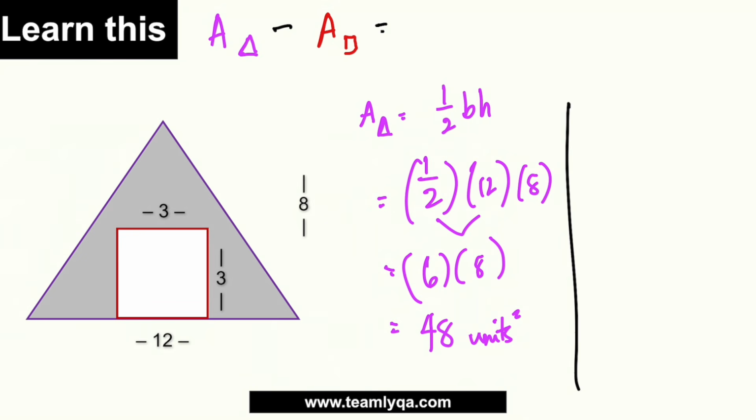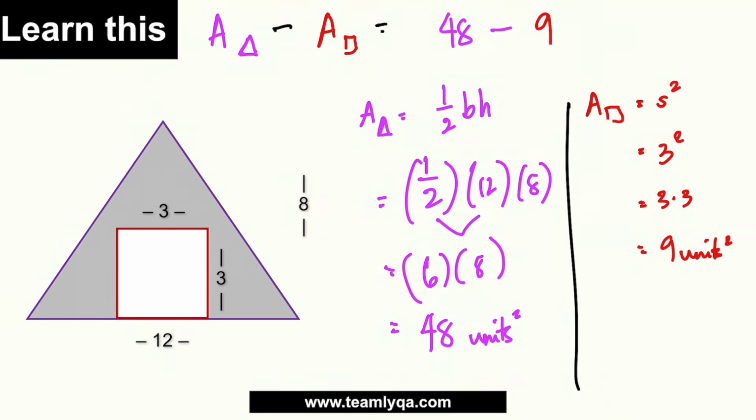Next natin kukunin would be yung area nung square. So, area ng square natin, again, is s squared. Ang side ngayon ay 3. So, 3 squared. 3 times 3 na lang is 9. So, 9 units squared. Again, fill in lang natin yung blanks. Yung area ng triangle is 48 units. Minus lang natin yung 9 na meron yung square. So, 48 minus 9, that would be 39 units squared. Okay? So, yung 39 units squared, yan na yung final answer.